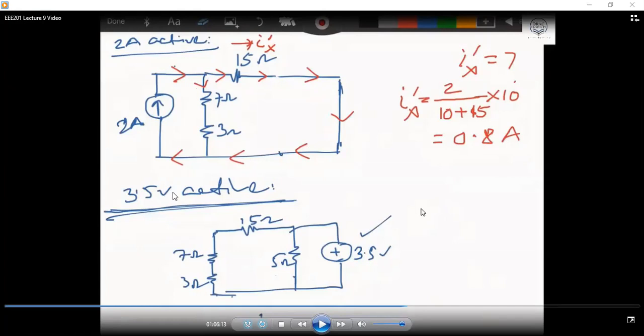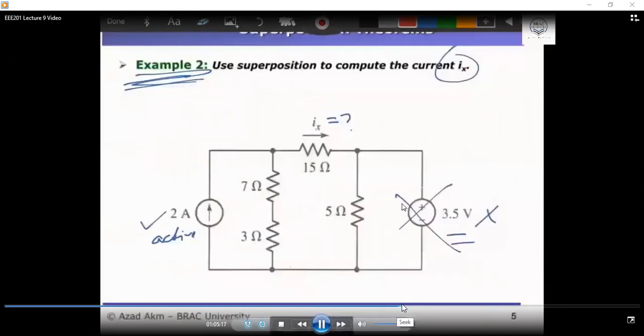The other part is when the 2 ampere source is deactivated. If you go back to that circuit, now look at it. This is active and this is deactivated. To deactivate the current source you have to open it, and the 3.5 volt will be there. And 7 and 3 is 10, and this is 15, so 15 and 10 will be in parallel. You can find the current from there, but this part is taken off. What will the circuit look like?